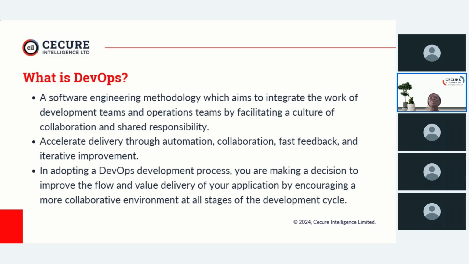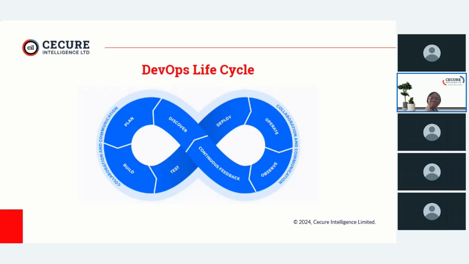So in adopting a DevOps development process, you're making a decision to improve the flow and the value delivery of your application by encouraging a more collaborative environment at all stages of the development cycle. So it is not that a stage is completed without the other team. Both teams are involved in all the stages from the start to the finish. So we're going to be looking at all the stages in what is called the DevOps life cycle. Next slide, please.